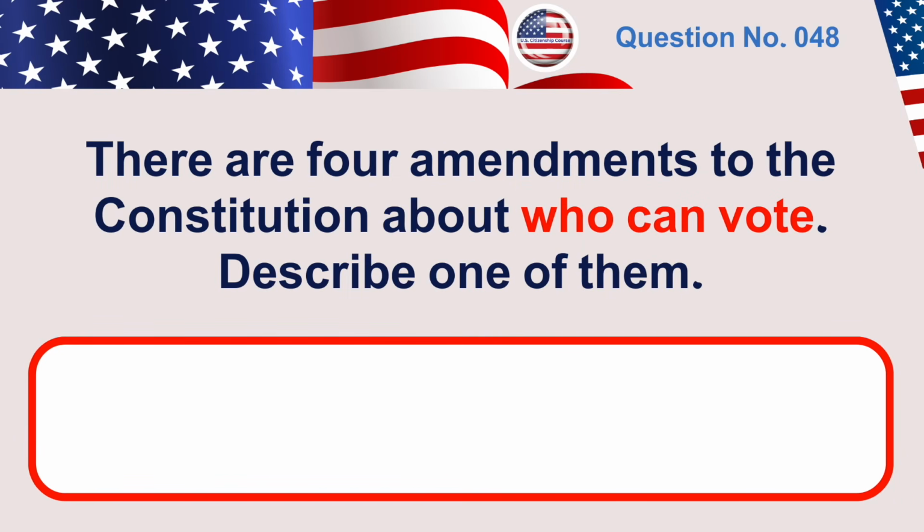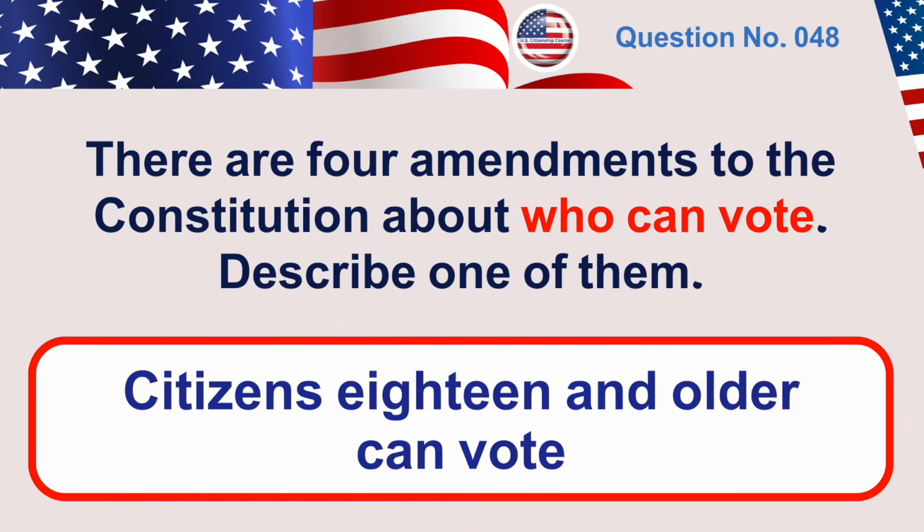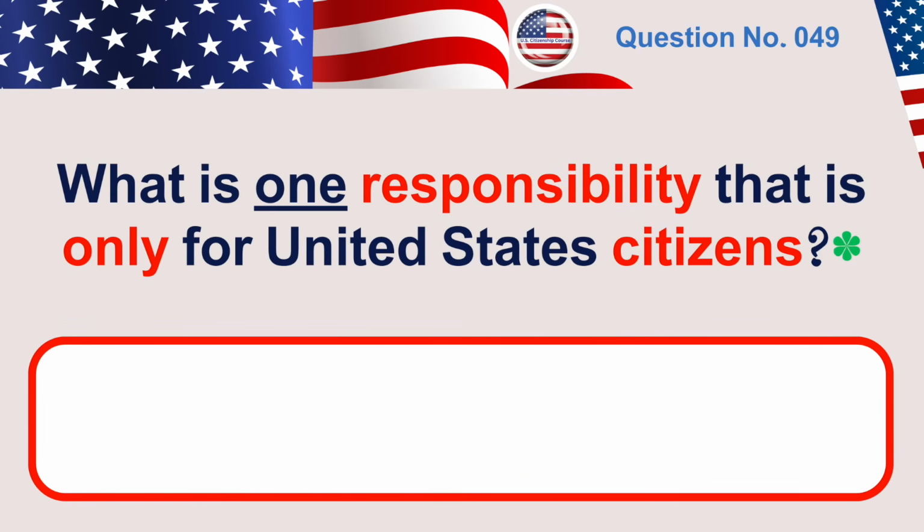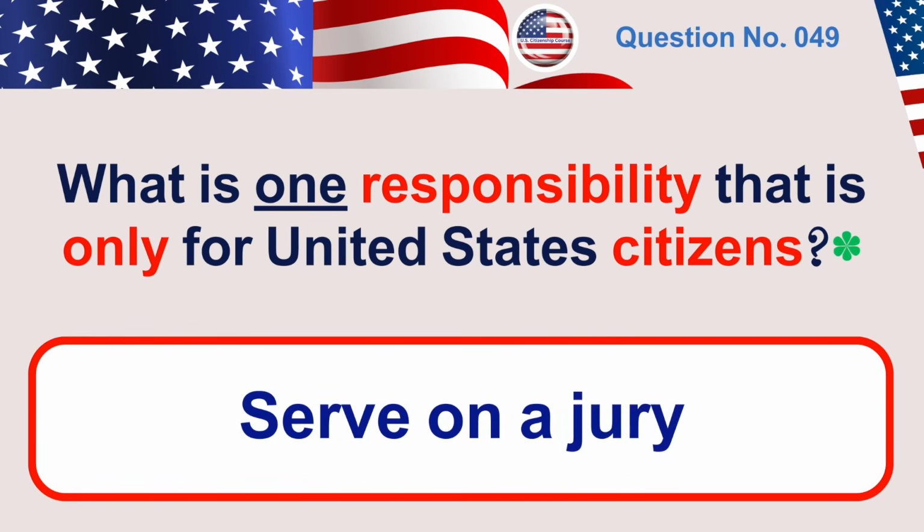There are 4 amendments to the Constitution about who can vote. Describe one of them. Citizens 18 and older can vote. What is one responsibility that is only for United States citizens? Serve on a jury.